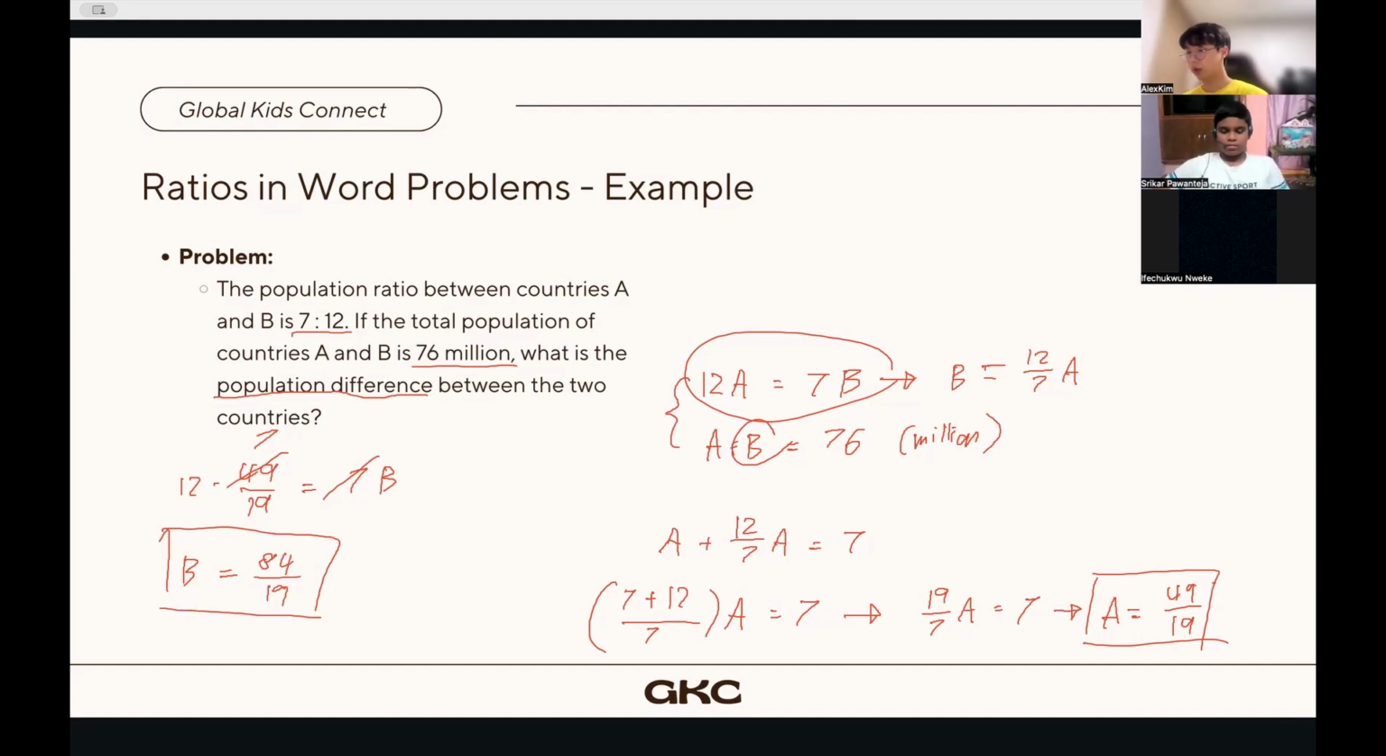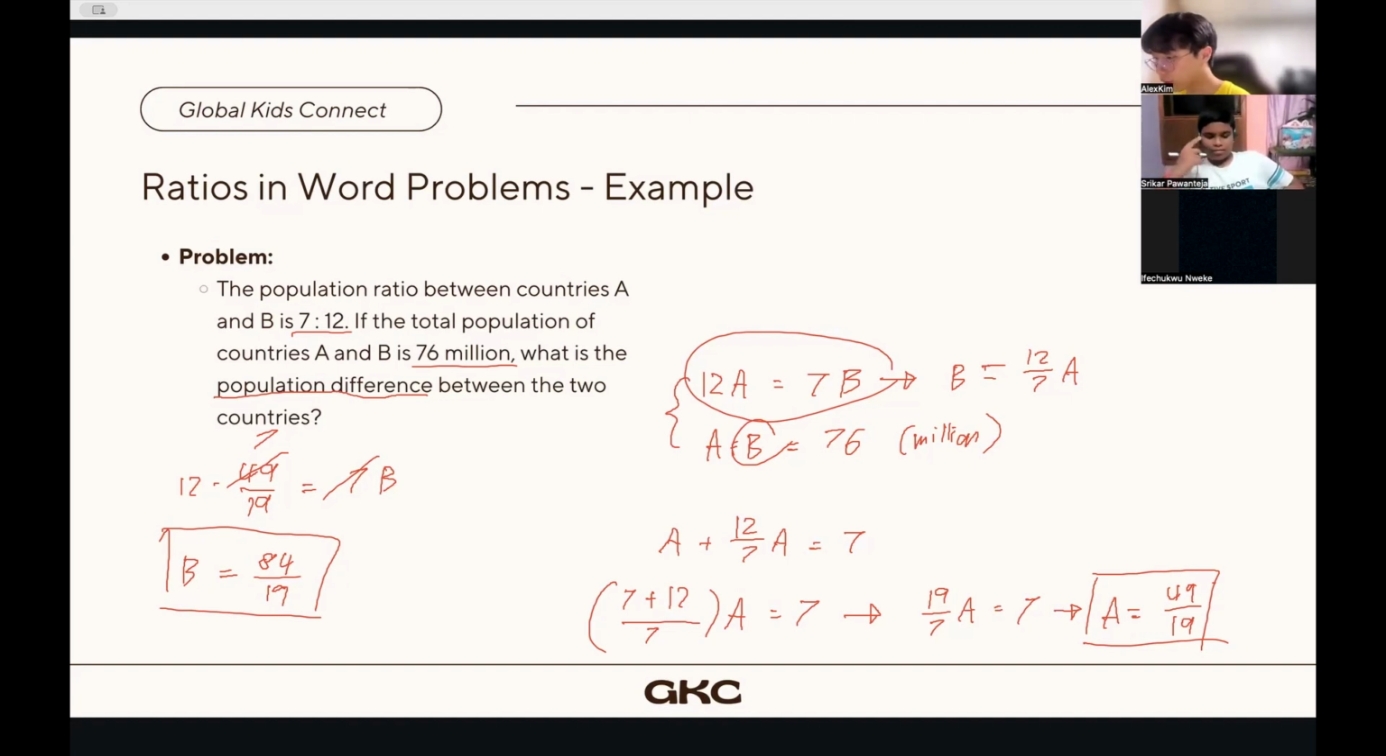And so this kind of checks out because if we use the ratio given here, that A to B is 7 to 12, then B must be a greater number. And from the values that we got, we can confirm that B is in fact larger. And so our final step for solving this question will be to find the population difference between the two countries.